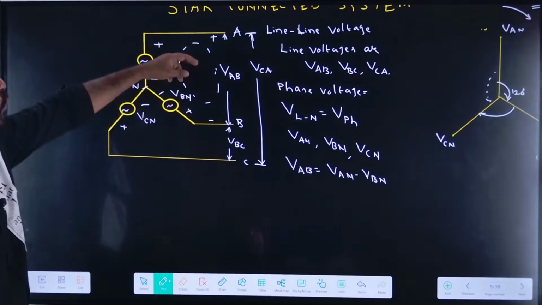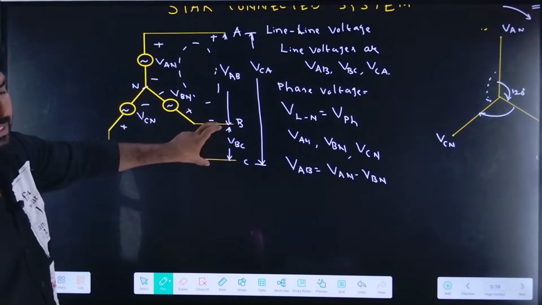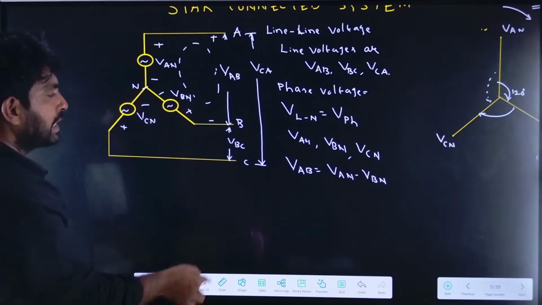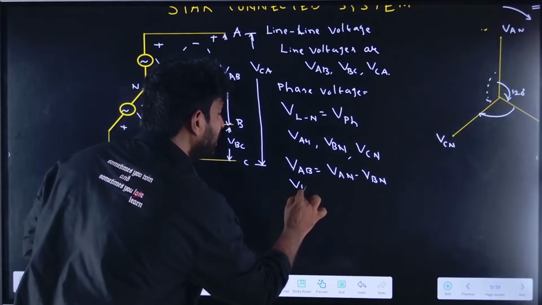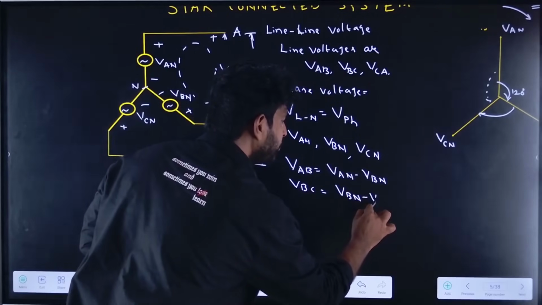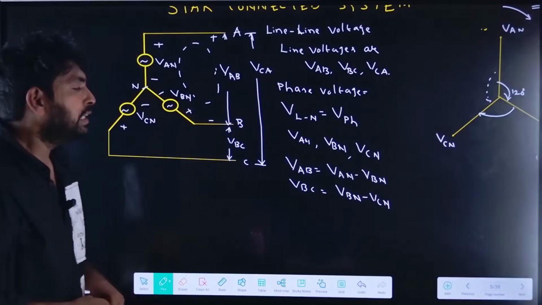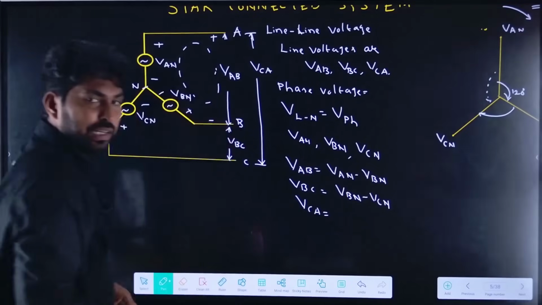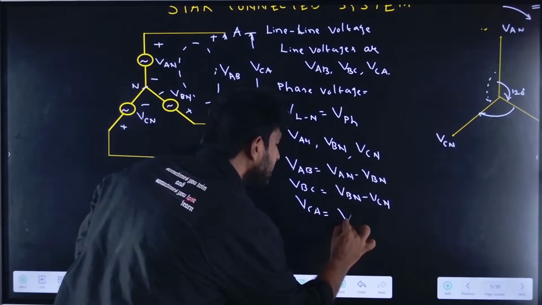Similarly, if I want to find VBC, I need to apply KVL in this loop, so VBC equals VBN minus VCN. Next, VCA equals VCN minus VBN.